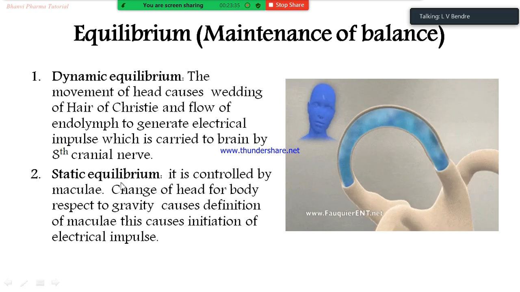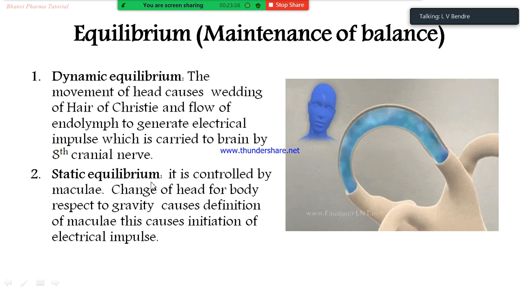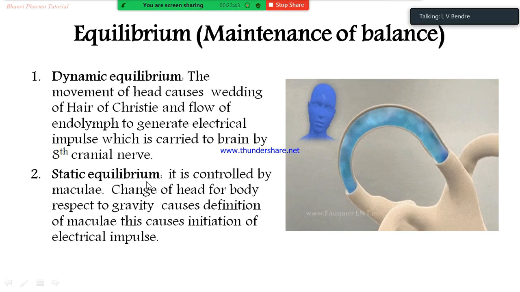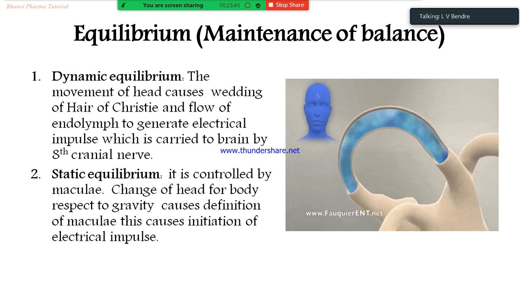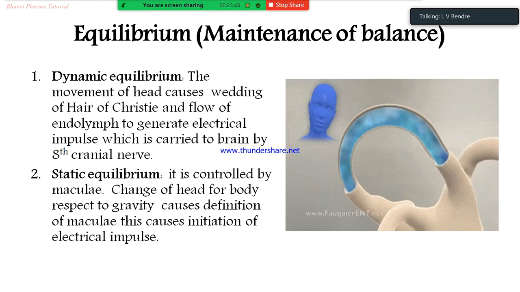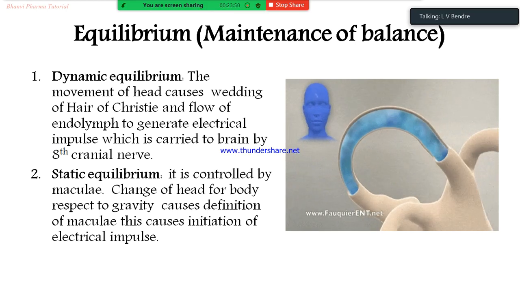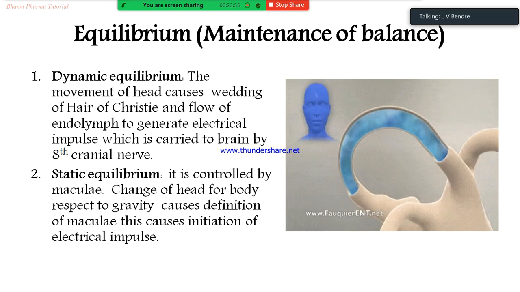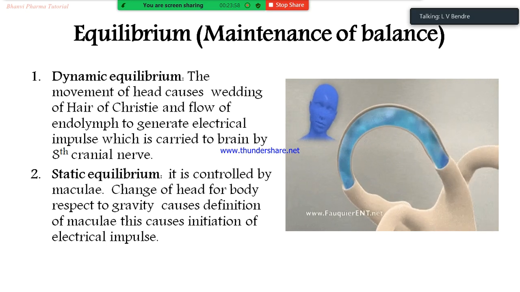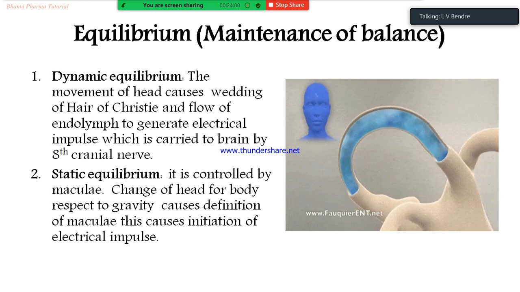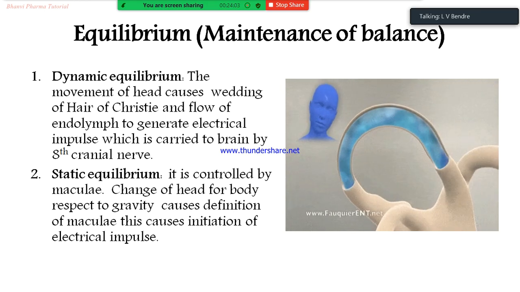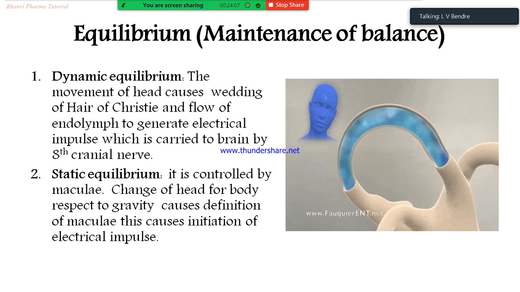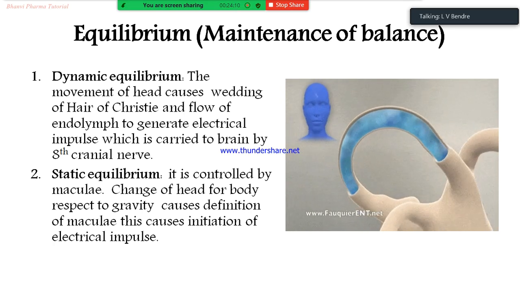The second one is static equilibrium. Static equilibrium is controlled by the maculae. A change of head position with respect to gravity, as the body moves to the right and left side, acts against the gravitational force. That causes the displacement of the macula, which initiates the electrical impulses.